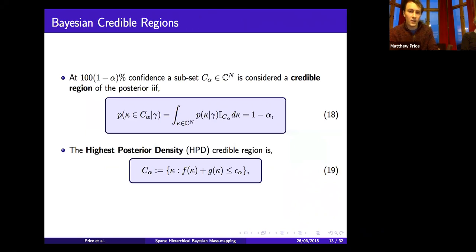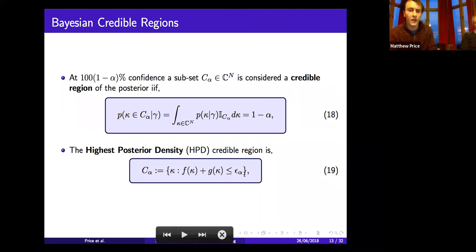The Bayesian credible region is defined by some probability mass in your posterior space that contains 1 minus alpha of the probability. The problem then is that you could choose a very large volume very far from your MAP solution and still have 1 minus alpha. So there are actually infinitely many of these different sets, C alpha, that you can choose. The optimal one, in the sense of the smallest volume which will contain 1 minus alpha of your probability, is the HPD credible region.